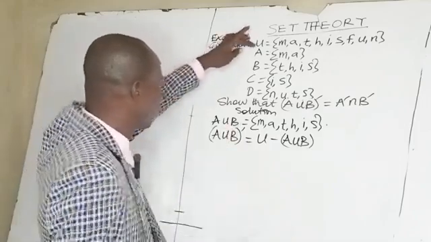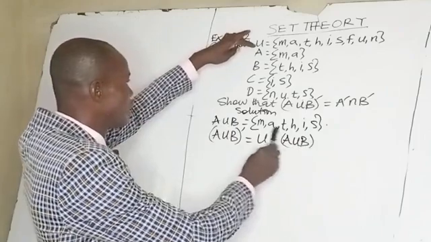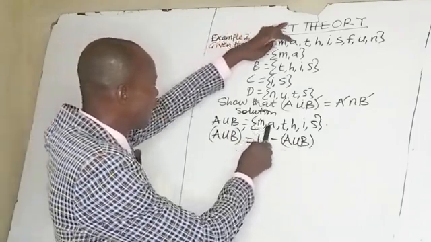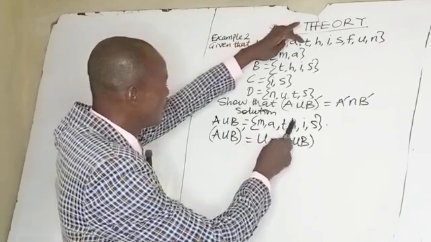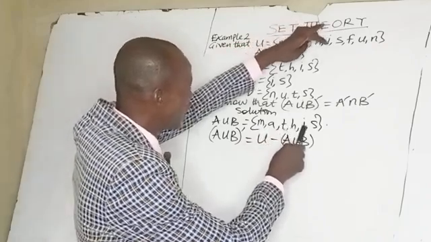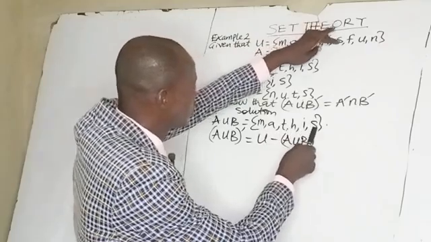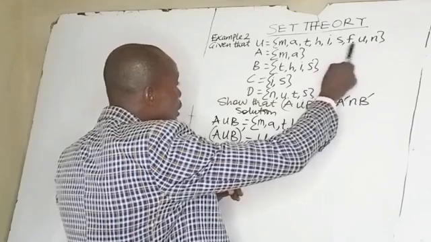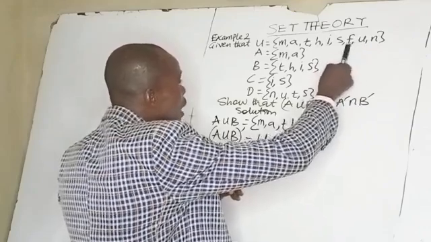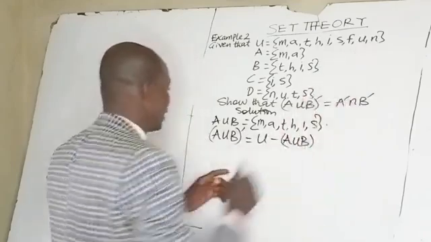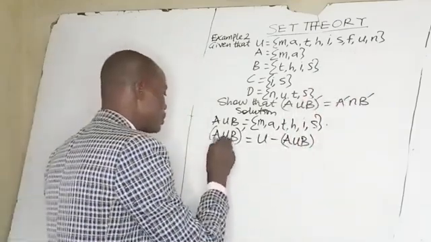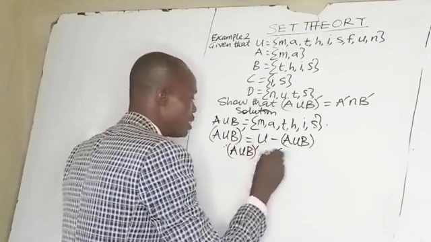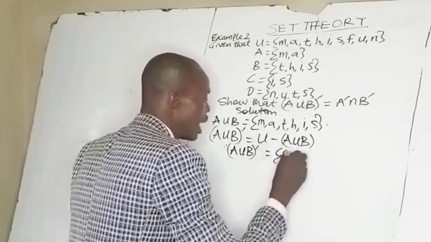So now let's check the universal set against the union of the two sets. You already have M is there, A is there, T is there, H is there, I is there, S is there. So the only thing you have in universal set that are not in the union of the two sets are F, U, and N. Therefore, A union B prime, that will be F, U, and N.